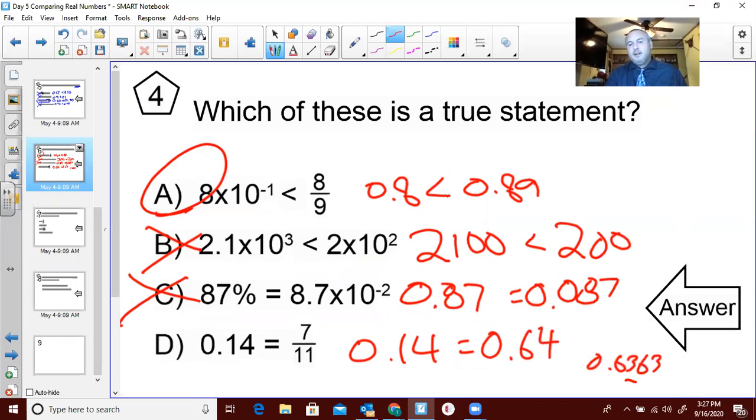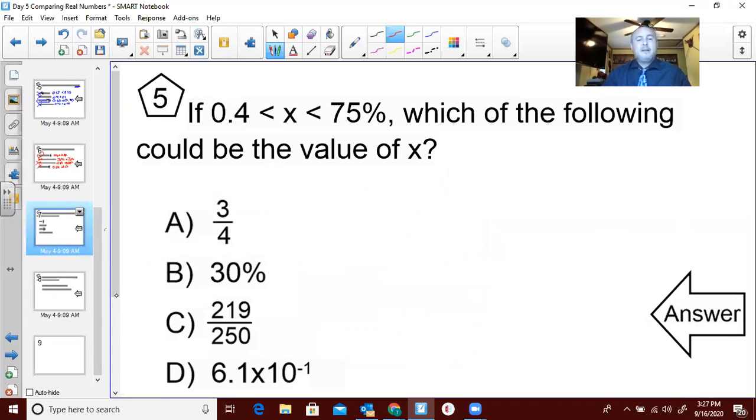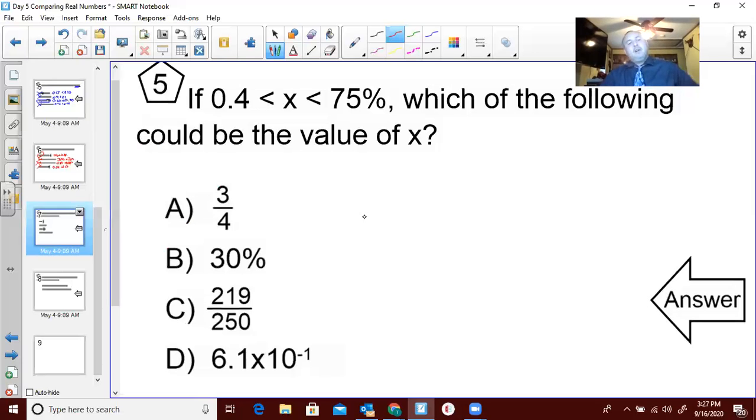I look over here, that's 5 or greater, so I add 1 to this. All right, and we can see that that's not true. All right, the last two are another type of question that trip people up. So we need to find a number that fits in here. So we have 0.4 is less than x, which is less than 75%.